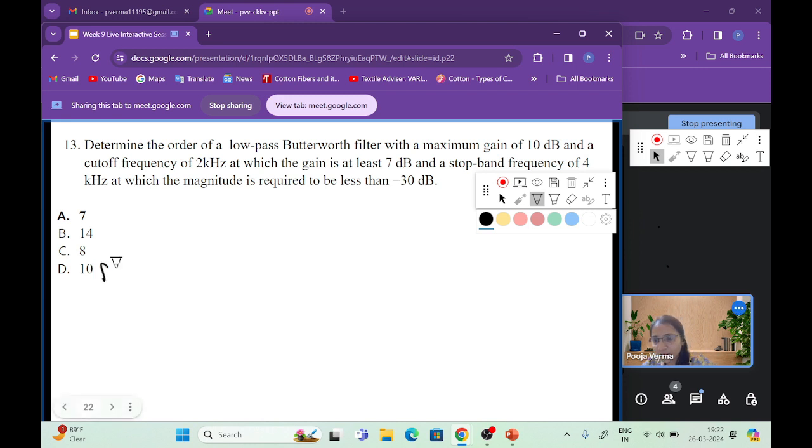Omega p is given, that is 2 kilohertz. Determine the order of a low pass Butterworth filter. The cutoff frequency is 2 kilohertz and the stop band frequency is given as 4 kilohertz. Omega s is given as 4 kilohertz. Now 3 dB down is given already, so epsilon will be 1 only.